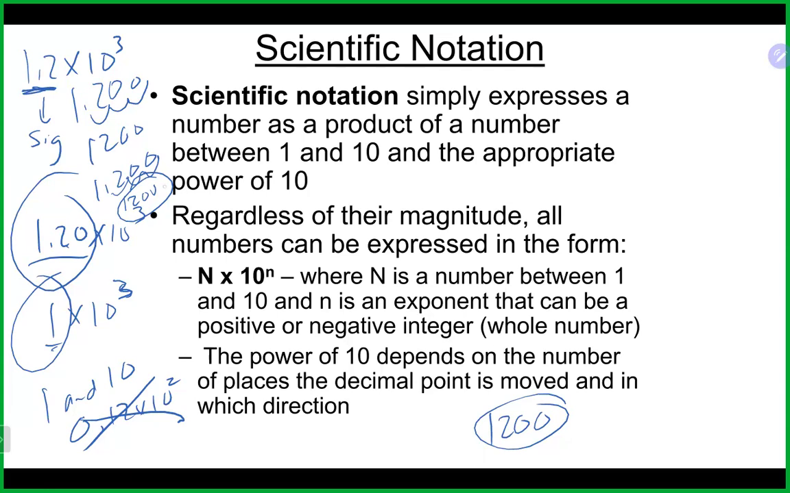But if we wrote it like this, then it is still 1200, and it has the correct number of significant figures based on the way I wrote it. Other questions?